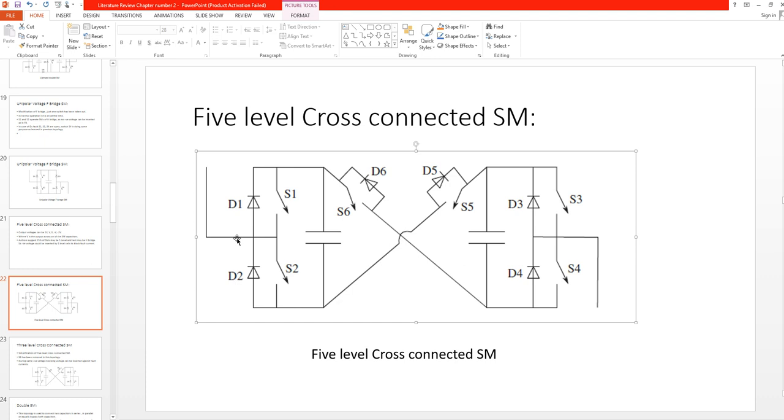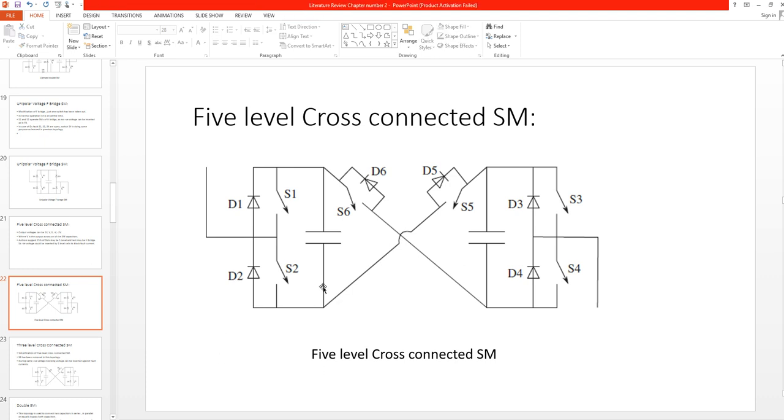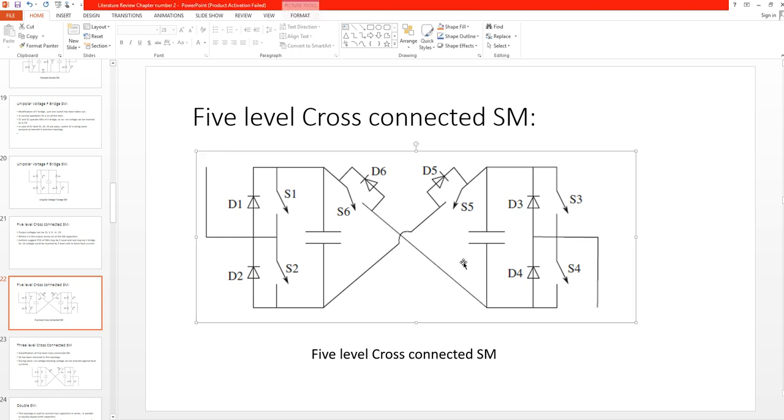So this is a 5-level cross-connected submodule topology, and according to the authors, 25% of the submodules you can use as 5-level cross-connected, and other submodules you can use as a half bridge. The main advantage is that it can provide you negative voltages, and thereby you can control the fault current. Obviously, the authors have suggested 25% because you can see the complexity is increased by connecting these two half bridges via these two switches and two diodes.